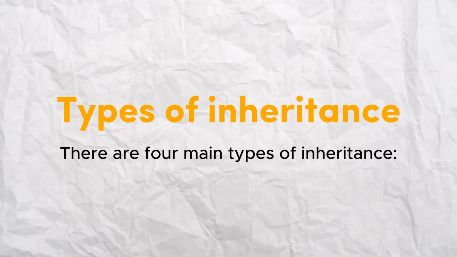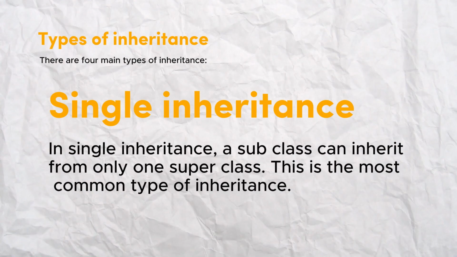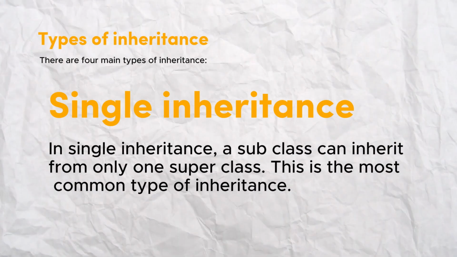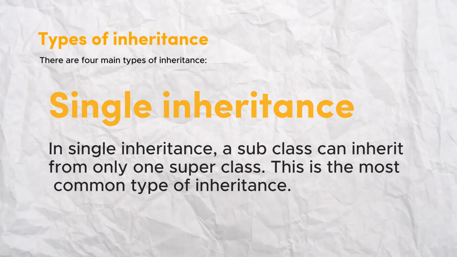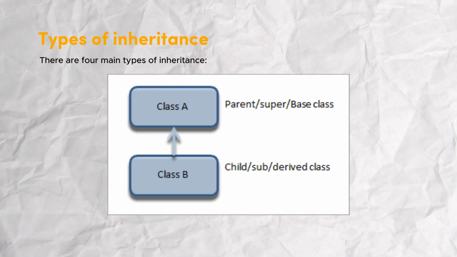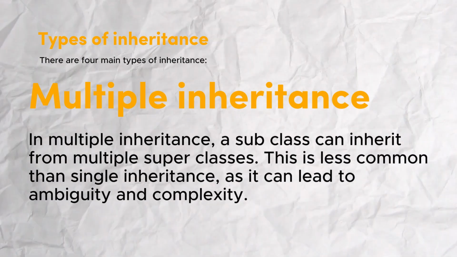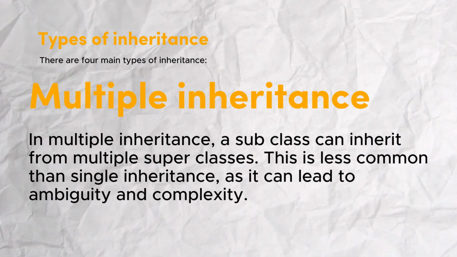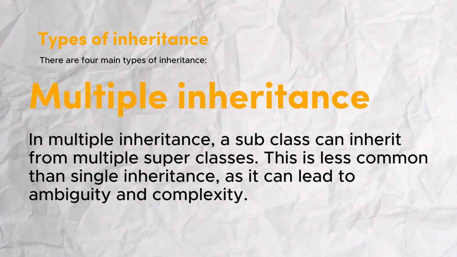Types of inheritance. There are four main types of inheritance. Single inheritance. In single inheritance, a subclass can inherit from only one superclass. This is the most common type of inheritance. Multiple inheritance. In multiple inheritance, a subclass can inherit from multiple superclasses. This is less common than single inheritance, as it can lead to ambiguity and complexity.